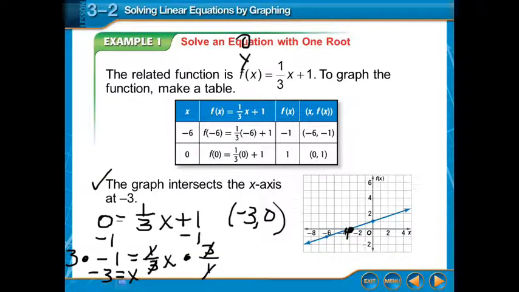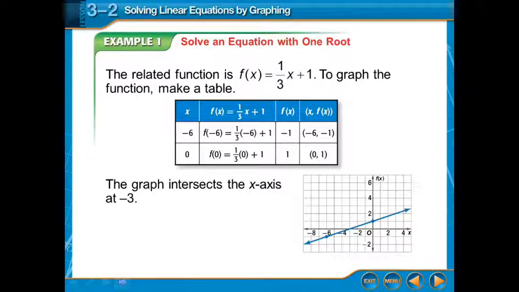Now I can see that right here. That's where it intersects the x-axis at -3. The table helps me get the line on the graph. I know that this is a positive function. I know that my y-intercept is +1. So for every 3 changes in x, I have 1 change up on y. So this is a positive graph. Alright, let's look at the next example.